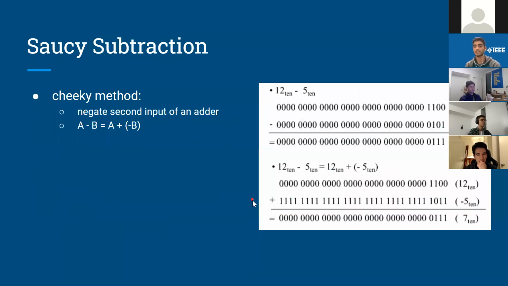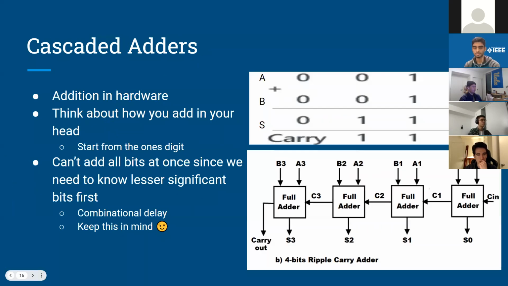So you have to add at the rightmost side first, and then work your way up to the left, because you need to work from the least significant to get up to the most significant bits.